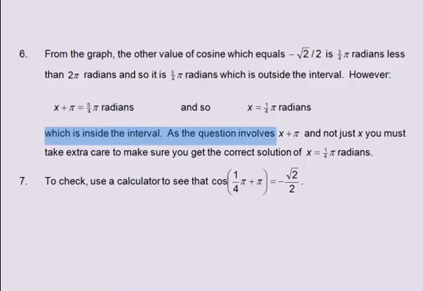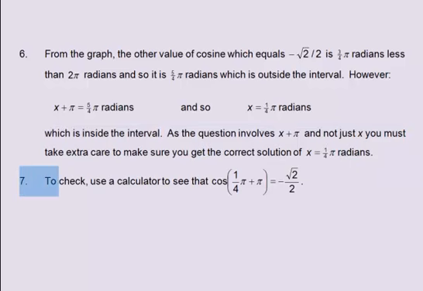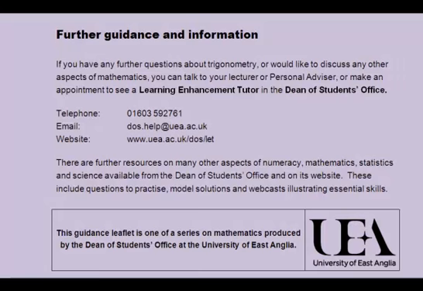As the question involves x plus pi and not just x, you must take extra care to make sure you get the correct solution of x equals 1/4 pi radians. 7. To check, use a calculator to see that the cosine of 1/4 pi plus pi equals minus root 2 over 2.